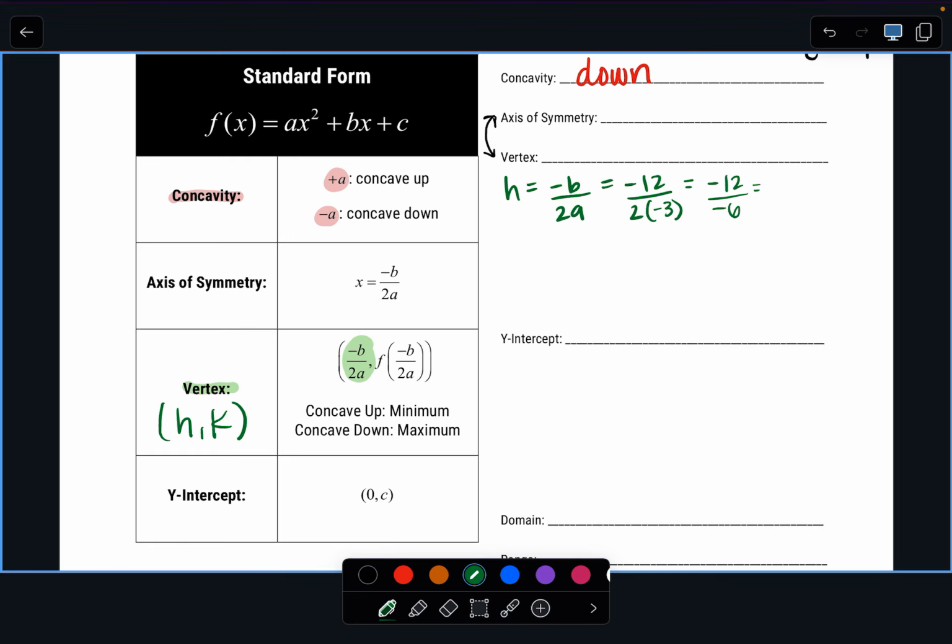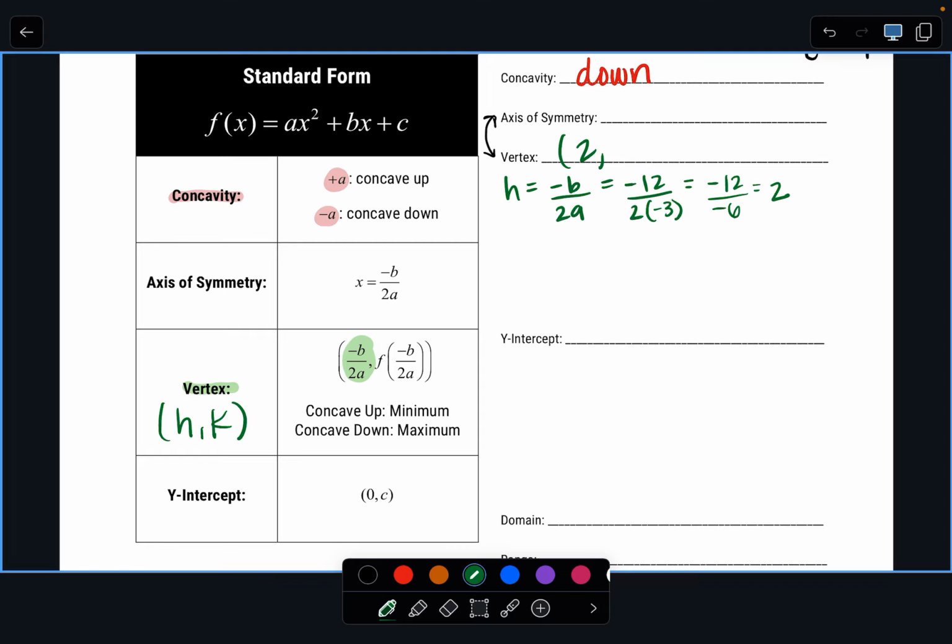What happens when I have a negative over a negative? Positive. So this is going to end up being positive 2. That tells me, because the vertex is (h, k), the x value of my vertex is 2. And then I'm going to go in and find k.